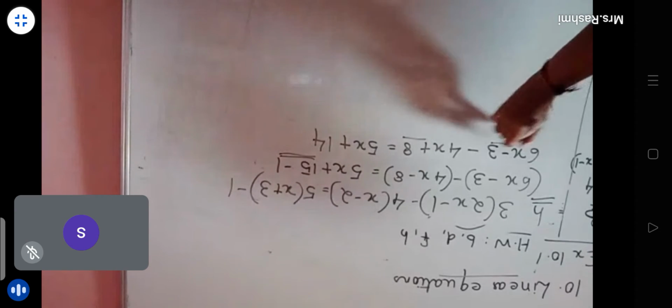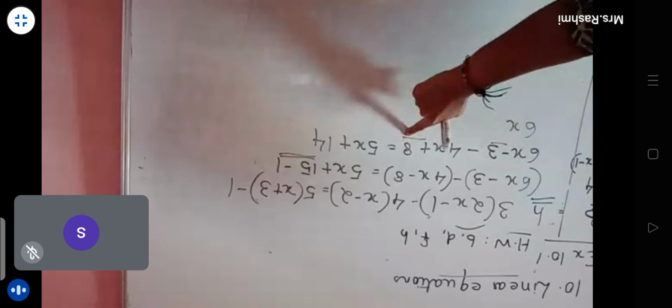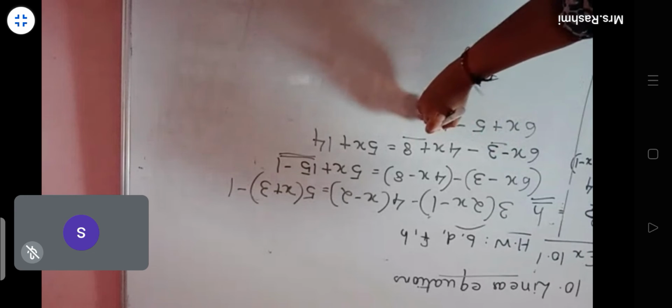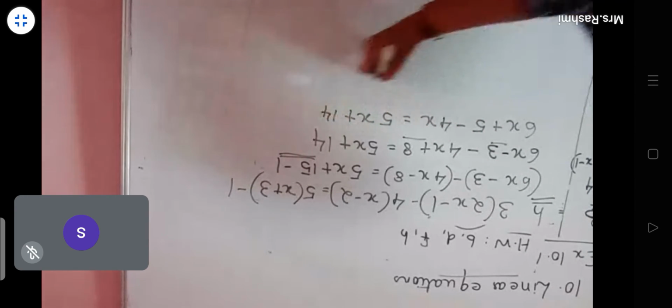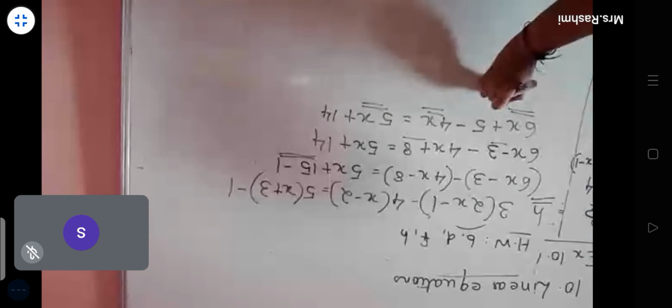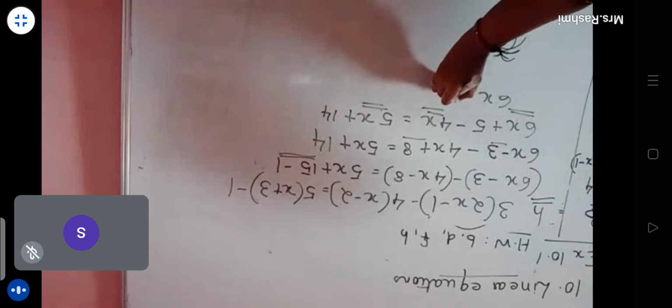Okay, so if I simplify, I'm keeping all the other terms the same. Minus 3 plus 8 will be plus 5. Now I'm going to take the variables together. So 6x minus 4x.